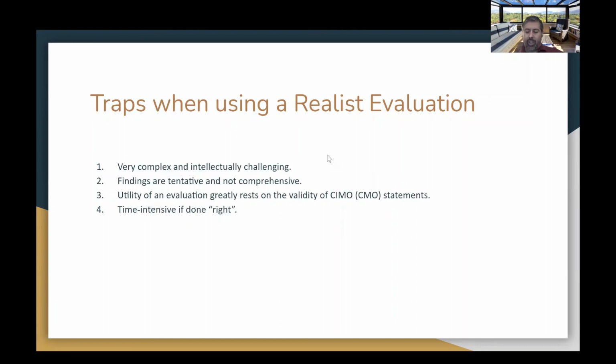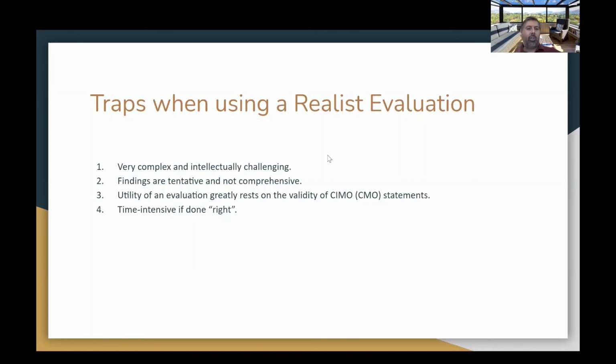"Realist evaluation requires sustained thinking and imagination to work through program theory, to define expected outcome patterns, and to figure out exactly what to look for and where to find it. None of this is easy. It requires advanced theoretical understanding, abilities to design research, and techniques for data analysis." So as you can see, this does sound like it's very complex and intellectually challenging.